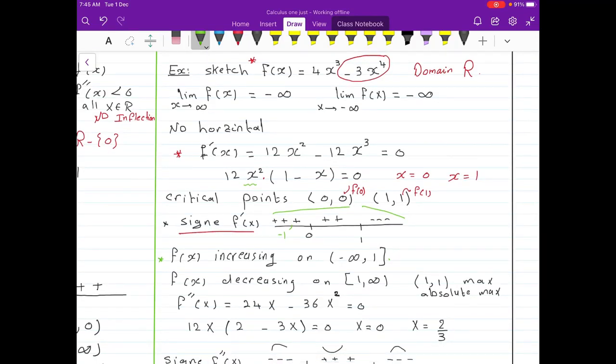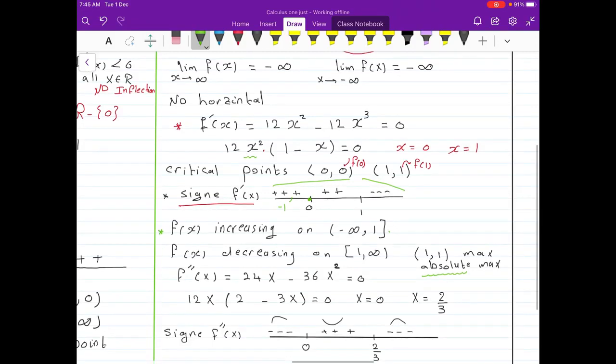There is a critical point (1, 1) and this point is a max, and it will be an absolute max. We will explain, God willing, later what we mean by absolute max and minimum. Notice (0, 0) is a critical point, but there is no max and no minimum at this point. So it is not necessary that at each critical point there is a max or minimum. Here it is a critical point but no max and no minimum.